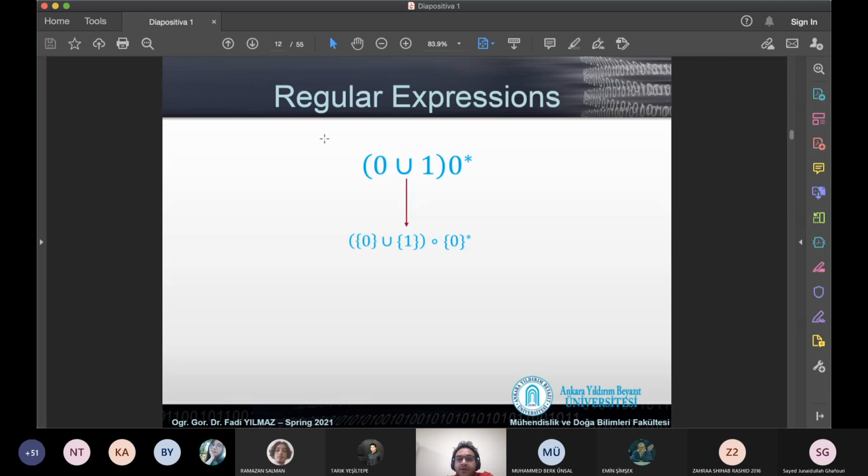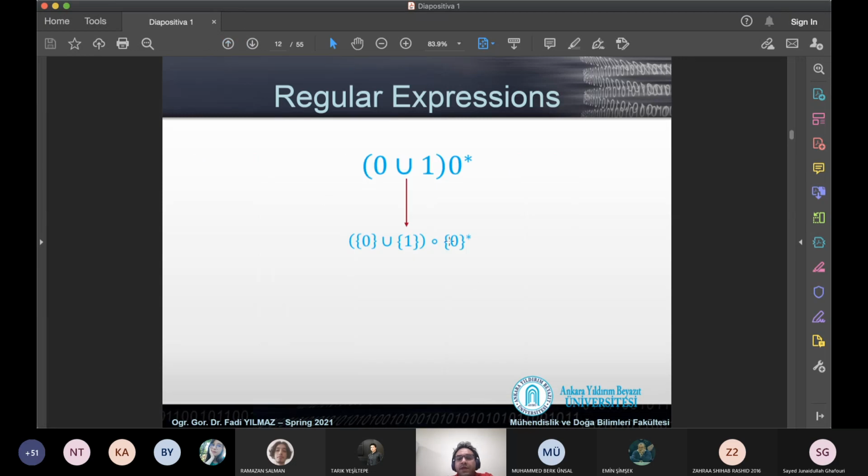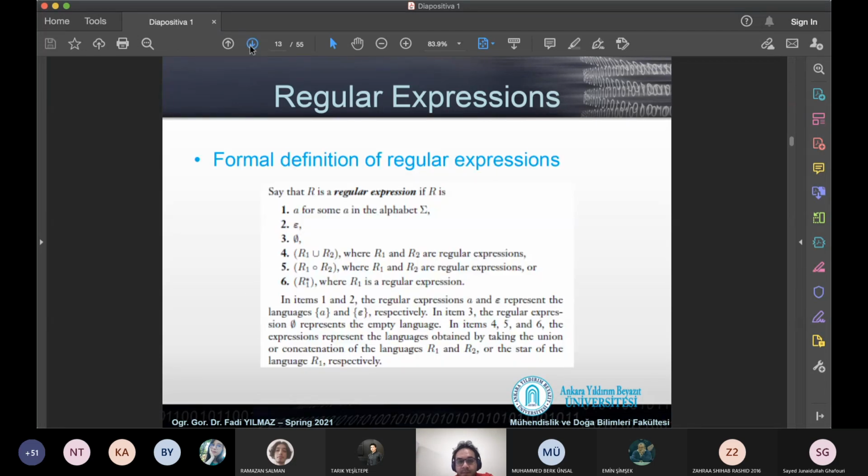So why do we need these regular operations? Let's see what I mean by that. Okay, guys, basically regular operations are just shorthand for mathematically specifying languages.